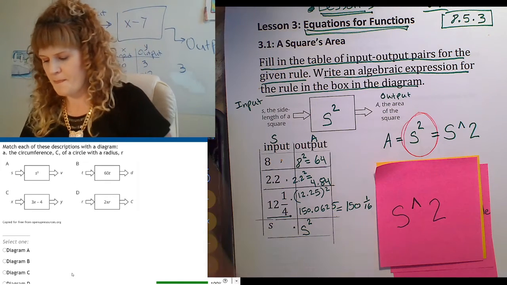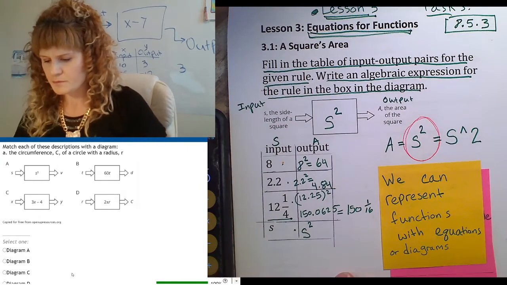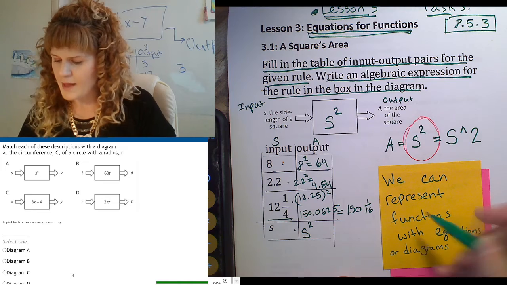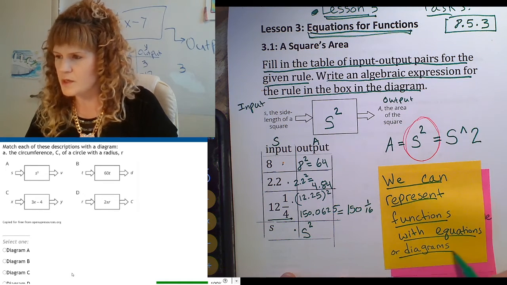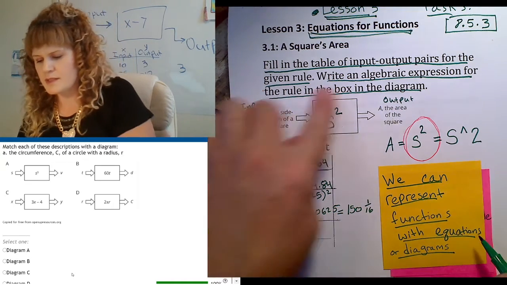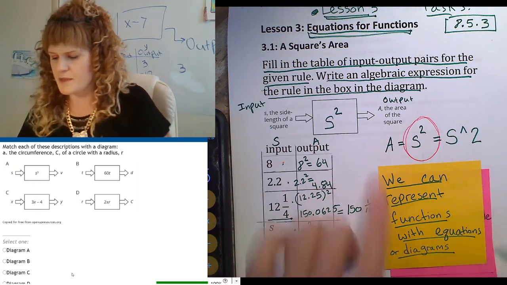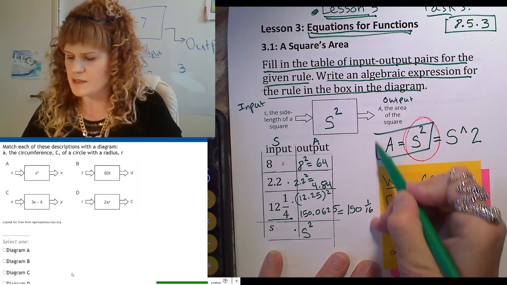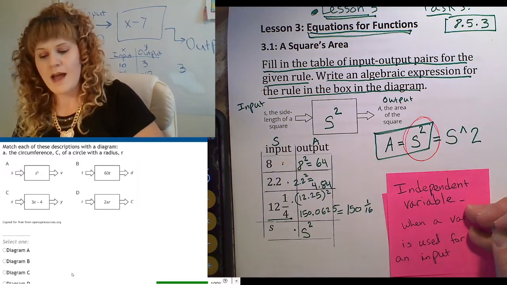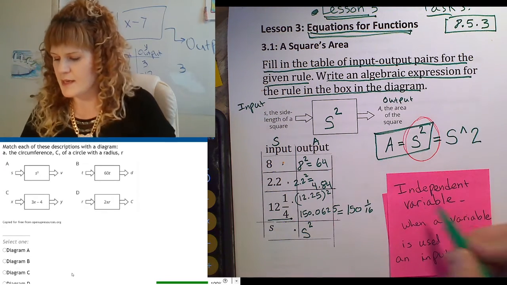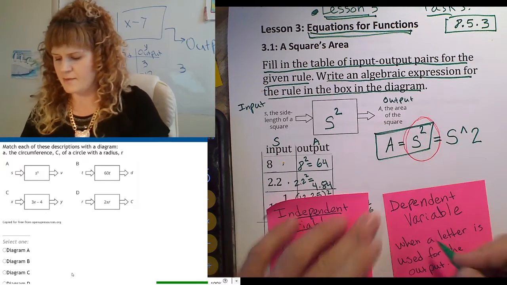We did it. Okay, that page is finished. And here's what you've learned. You've learned that we can represent functions with equations or diagrams. Here is the diagram for this function. Here is the equation for this function, A equals S squared. And now it's time for me to introduce the independent variable and the dependent variable.